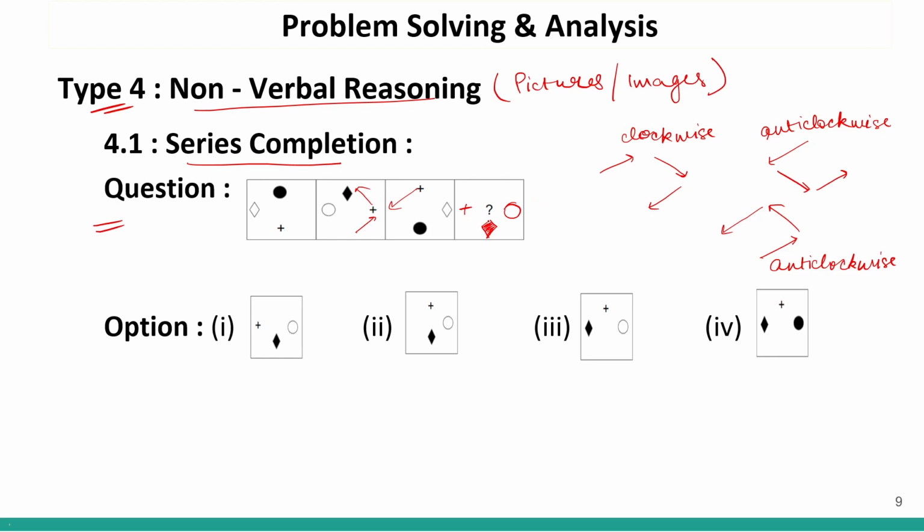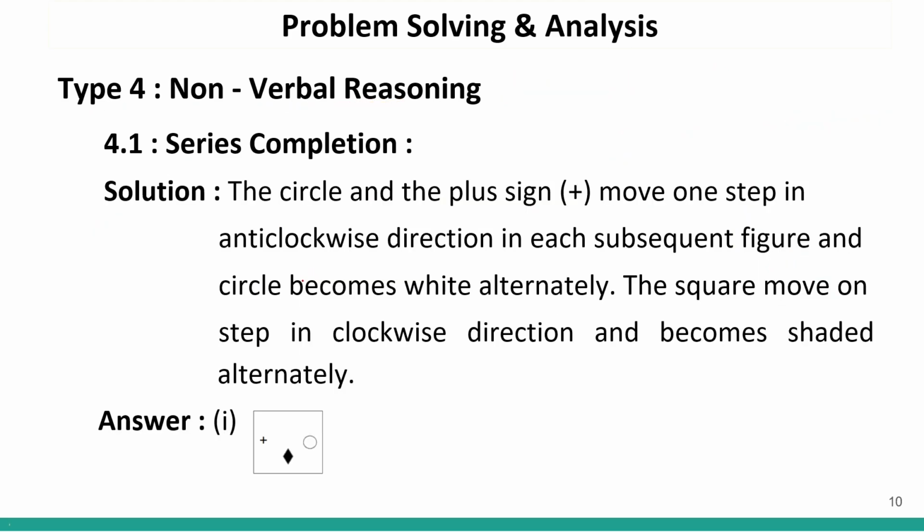So my final image will look something like this, that plus will be here, diamond will be filled and it will be here, and circle will be empty and it will be here. So this is given in option number 1. So option number 1 will be your correct answer to this question. So this is how you solve questions on non-verbal reasoning series completion.